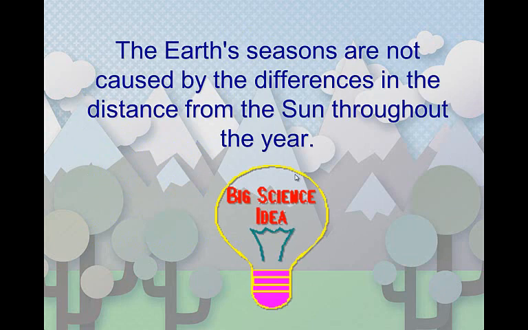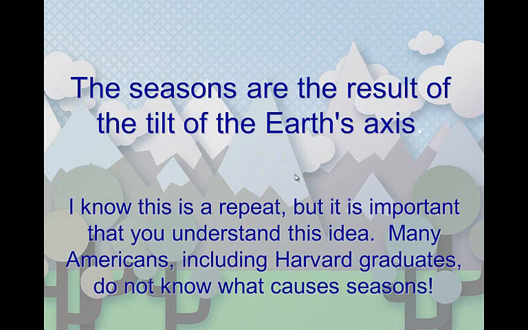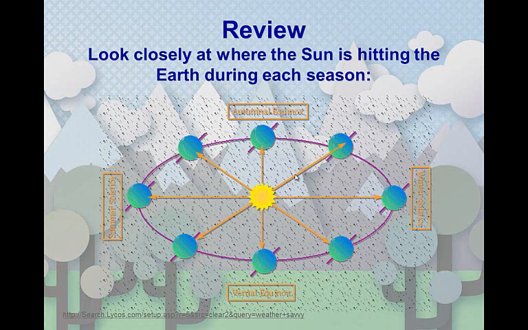The Earth's seasons are not caused by differences in distance from the sun throughout the year. The seasons are the result of the tilt of the Earth's axis. I know this is a repeat, but it's important that you understand this. Many Americans, including Harvard graduates, do not know what causes the seasons. So let's review. Look closely at where the sun is hitting the Earth during each season.